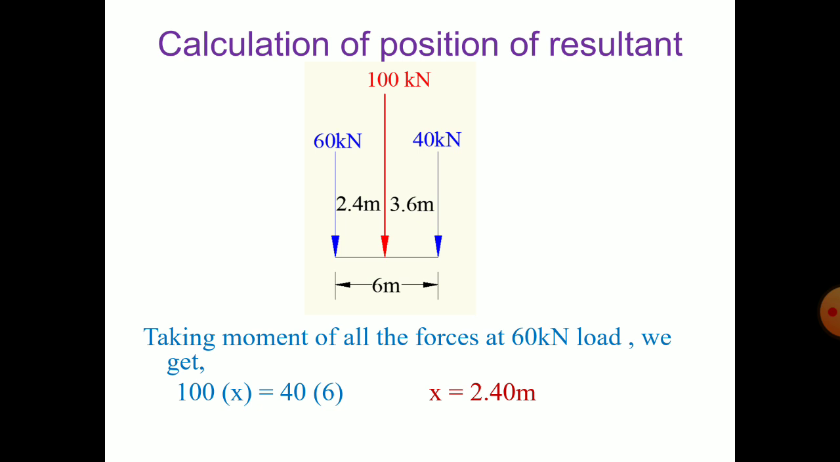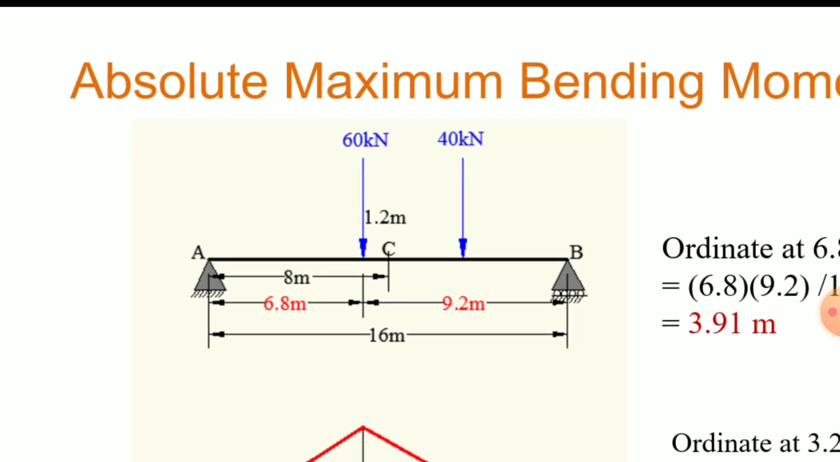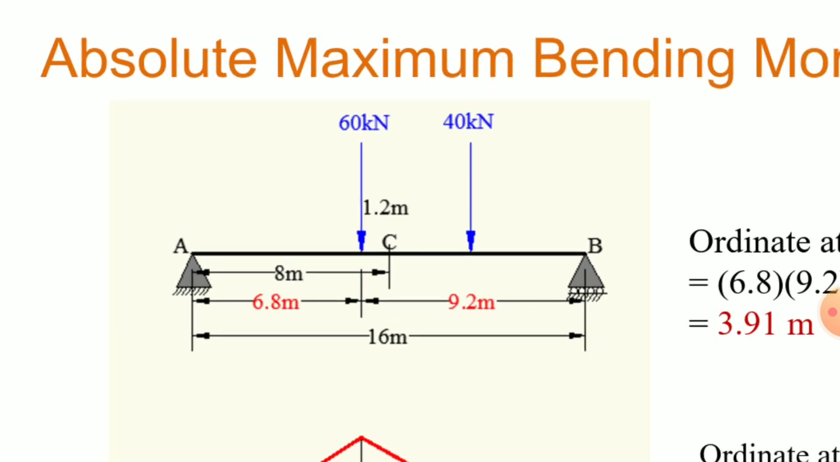So we will take it now at the 60 kilonewton load. We get 100, which is the sum of 60 plus 40, into x equal to 40 into 6 meter, and the moment due to 60 kilonewton about itself is 0. So we will get x equal to 2.4 meter. That is from the first load, that is the 60 kilonewton load. So for that we have to position the 60 kilonewton load at a distance of half of x, that is 1.2 meter from the center of the span.